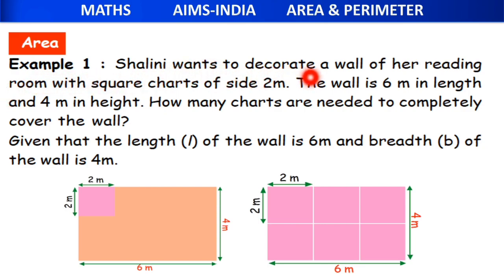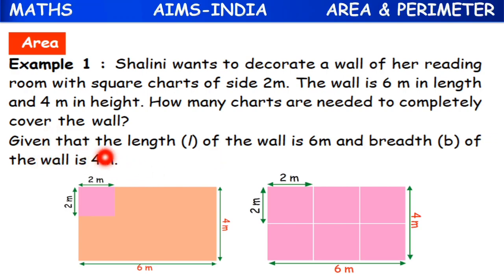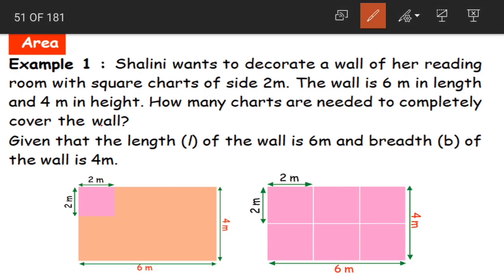Example 1. Shalini wants to decorate her reading room with square charts of side 2 meters. The wall is 6 meters in length and 4 meters in height. Given that the length of the wall is 6 meters and the breadth of the wall is 4 meters. Now what are they saying here in this example? We are having two shapes, a square and a rectangle. The size of the square charts is 2 meters, and the wall that is rectangular in shape has length 6 meters and breadth or height 4 meters, children.